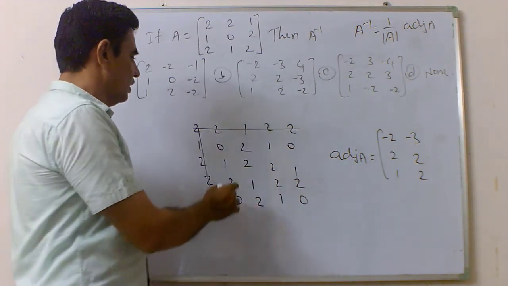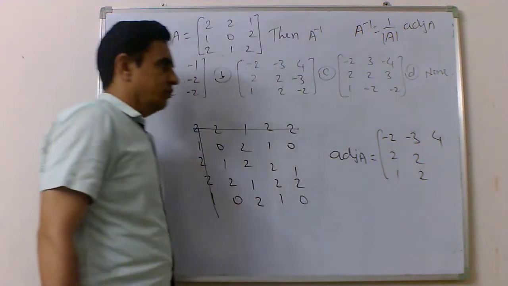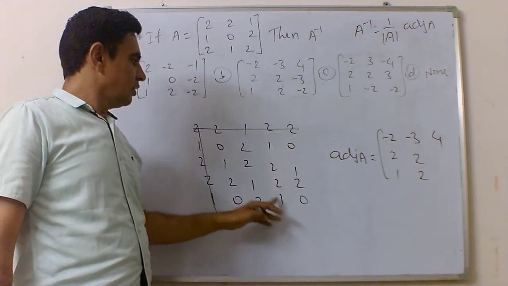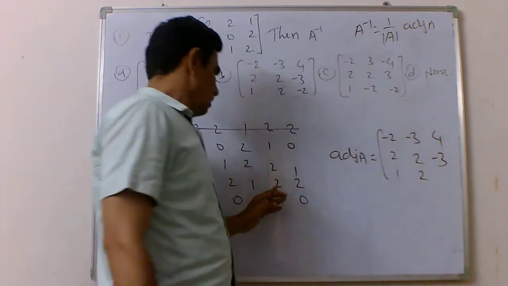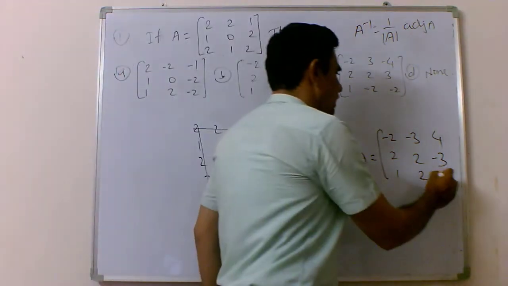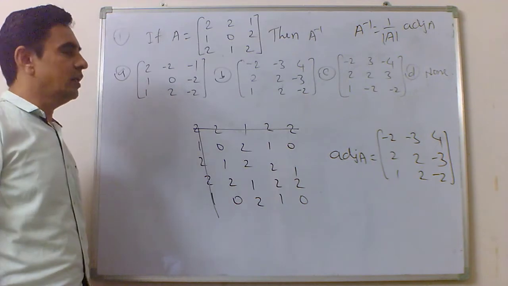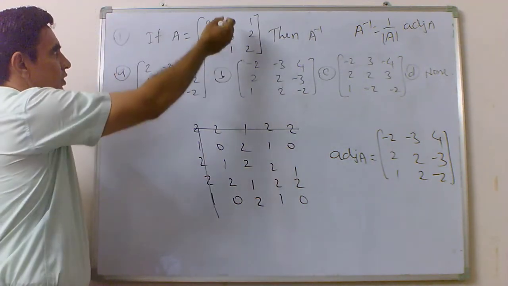Here the row is considered: 4 minus 0, 4. Then the determinant of these 4 elements: 1 minus 4, minus 3. 0 minus 2, minus 2. We get the adjoint of the matrix. This is a shortcut way to find the adjoint of a matrix. After getting the adjoint of the matrix, we find the determinant of this matrix.